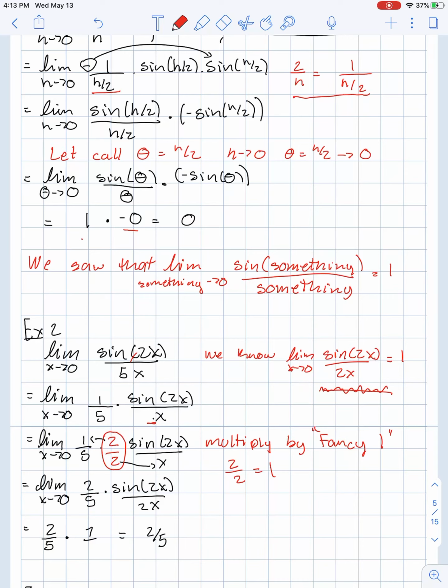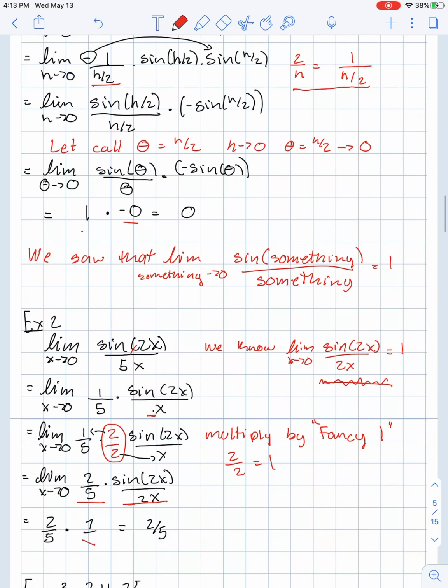So now I have that the limit as x goes to 0 of 2 divided by 5 times sine of 2x divided by 2x. Well, that's what I wanted. I know a limit law so that I can multiply the limit of this guy times the limit of this guy. So that's how I get 2/5 times 1. Sine of 2x divided by 2x as x goes to 0 will give me 1. Multiply that again, and I get 2/5.